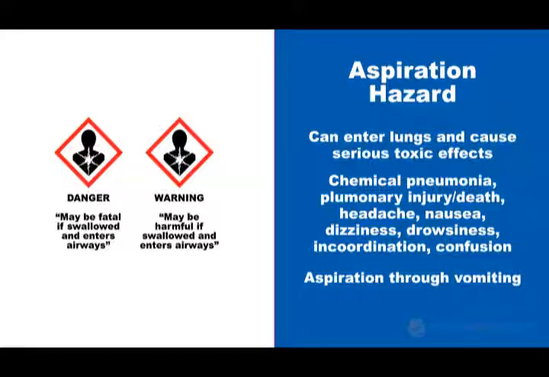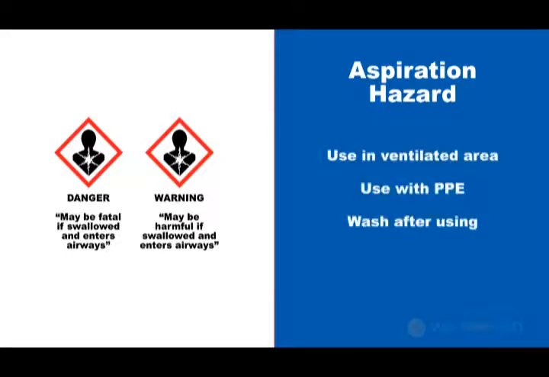A person may also experience aspiration if they are vomiting a chemical, since some of the chemical may find its way into the lungs. This is why vomiting is not recommended as a first aid measure for ingested chemicals. Precautions for these chemicals include using these products in well-ventilated areas, using them with personal protective equipment, and washing after using them.